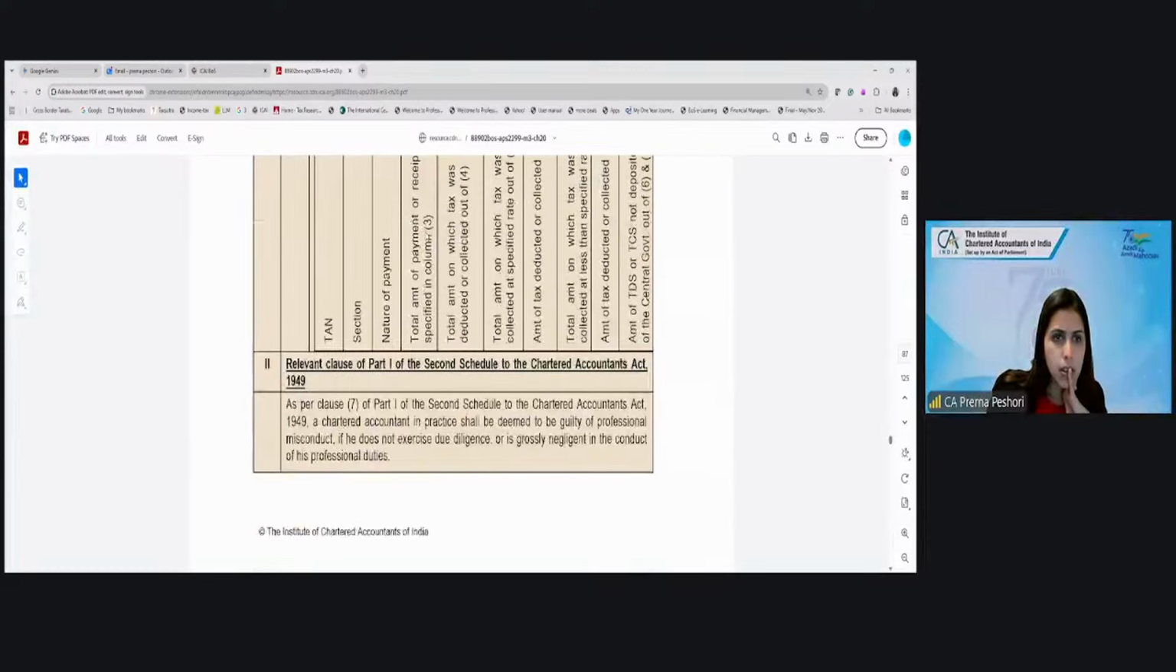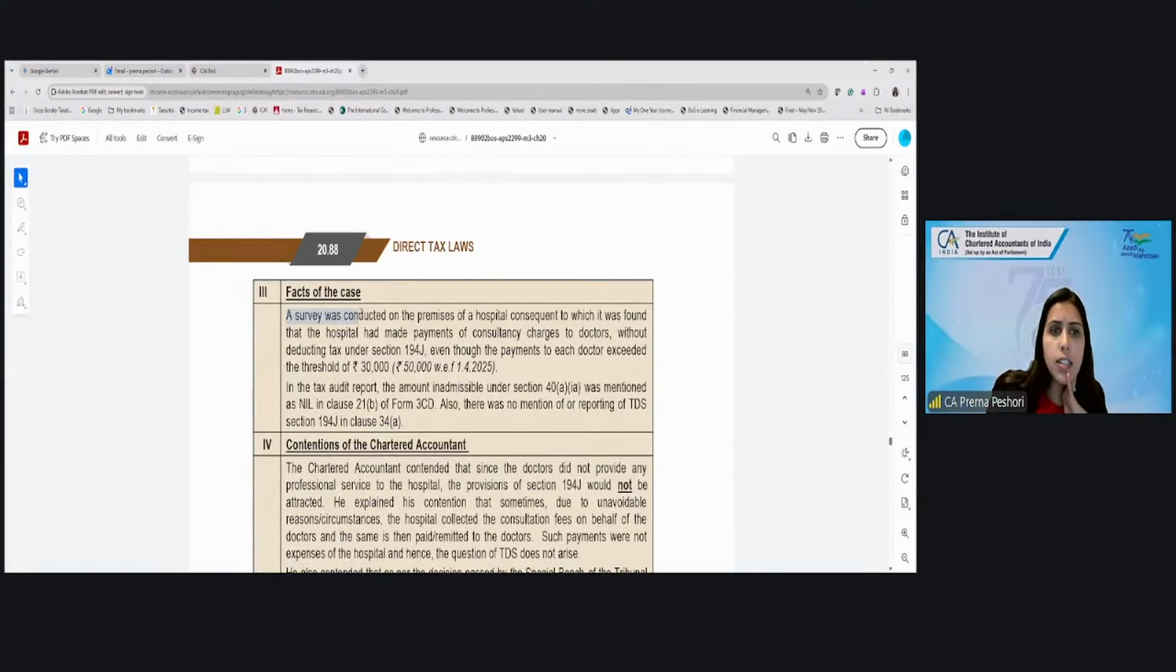So facts of the case are a survey was conducted on the premises of a hospital, consequent to which it was found that the hospital had made payments of consultancy charges to doctors without TDS under 194J, even though the payments to each doctor exceeded the threshold of 30,000, 50,000 with effect from 1/4/2025. In the tax audit report, the amount inadmissible was mentioned as nil in clause 21B of Form 3CD. Also, there was no reporting of TDS under section 194J in clause 34A. So what should you do?